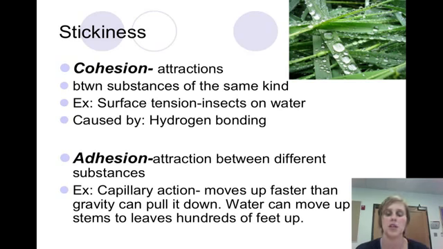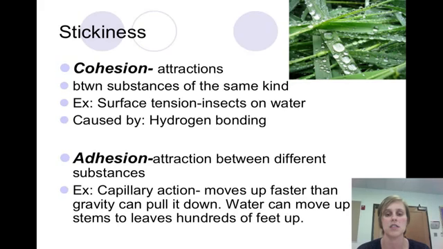Adhesion is attraction between water and a different substance. So like when you lick your finger to grab paper to separate it, that's a result of adhesion. The water on your hand after you lick it sticks to the molecules of the paper fiber and adheres to it, and that's why you can grab onto them better when you lick it.